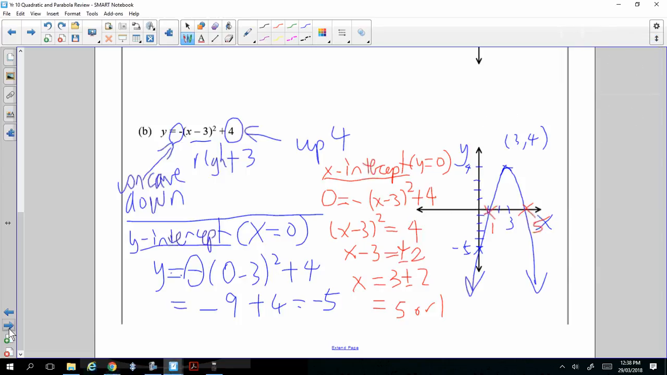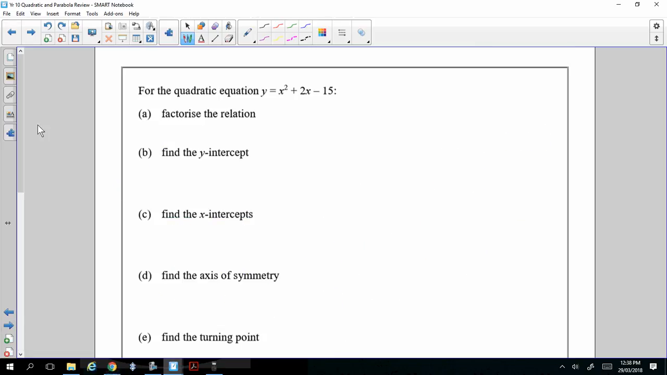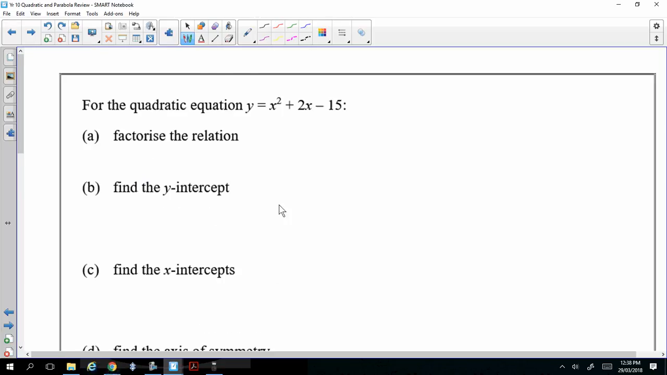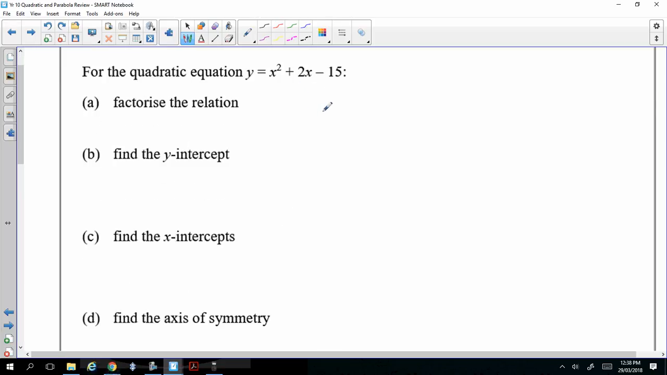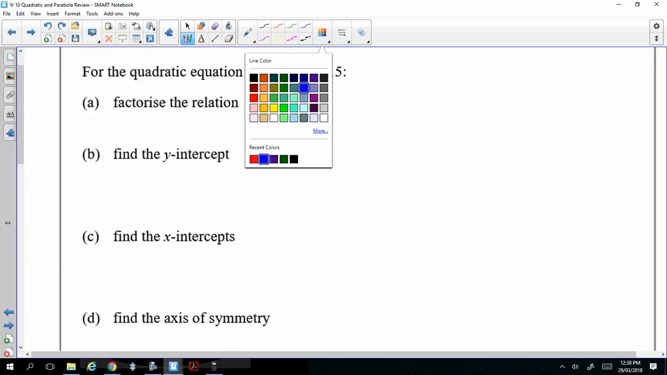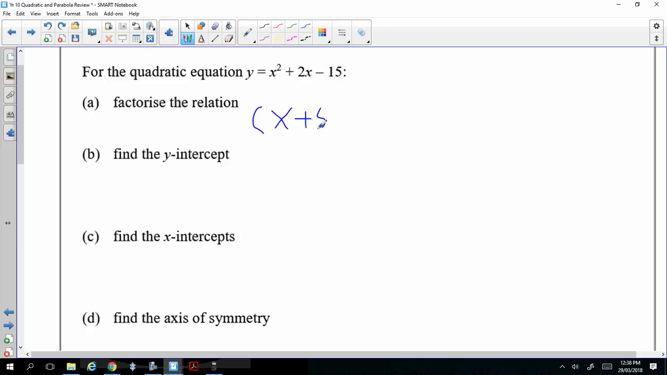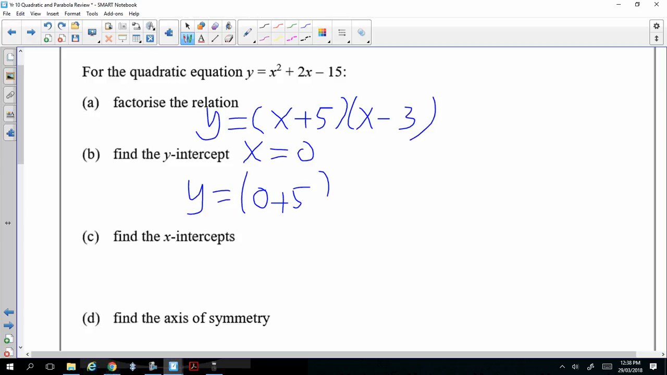The next one is entirely different, so this doesn't involve shift. It's like a trinomial. The first step is to factorize, so you get x plus 5, x minus 3. Then you find the y-intercept by substituting x is 0, which is negative 15. To find the x-intercept, because it's factorized, just put y equal to 0. So you get this, and using the null factor law, you get x equal to negative 5 or positive 3.